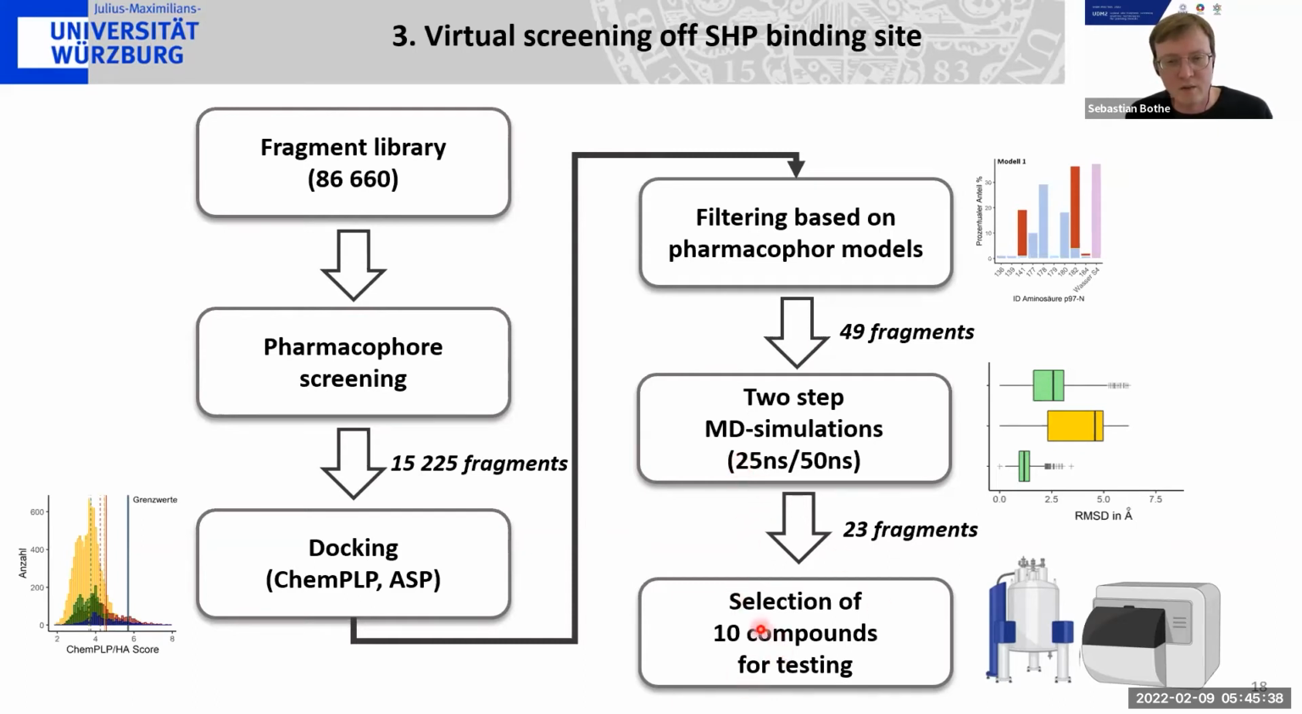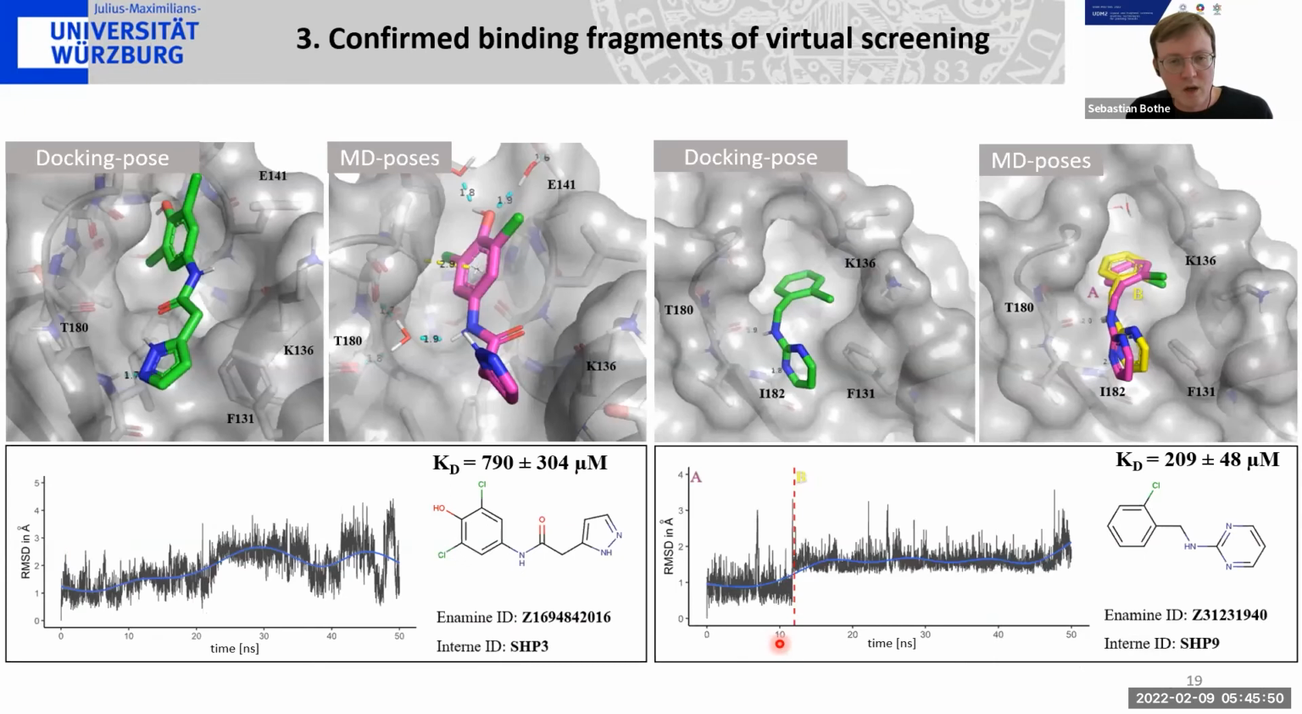For testing the approach, we only bought 10 compounds and tested them in STD NMR and also with the Biolayer Interferometry method. I will come to these two methods later, especially the Biolayer Interferometry method, because it is not so common for fragments. From these 10 compounds, we got binding signals for 2 fragments in both assays. These 2 fragments showed a binding event in the STD NMR assay, and we could also get an affinity range for the fragments, which is in the typical hundreds micromolar range.